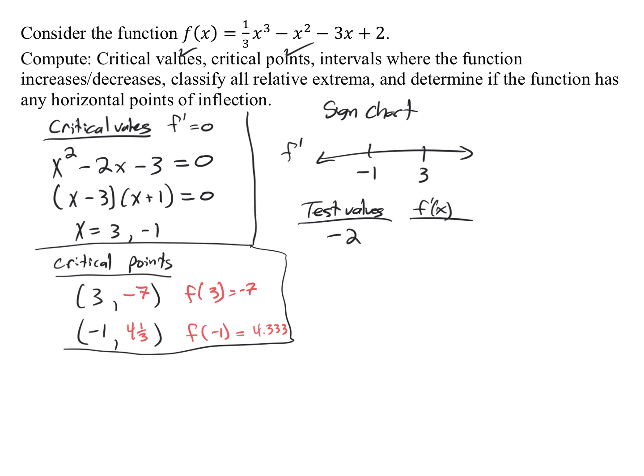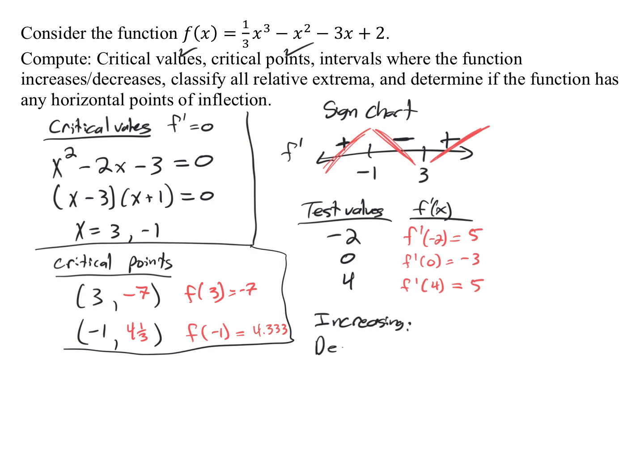All right, I'm going to test -2, I'm going to test 0, I'm going to test 4. Let's plug them into this function over here and see what we get. Once we see the values of our first derivative function, we can fill in the sign chart. The sign chart should be positive, negative, positive, meaning that the graph increased, decreased, increased. Okay, so let's write that down. Where is my graph increasing?